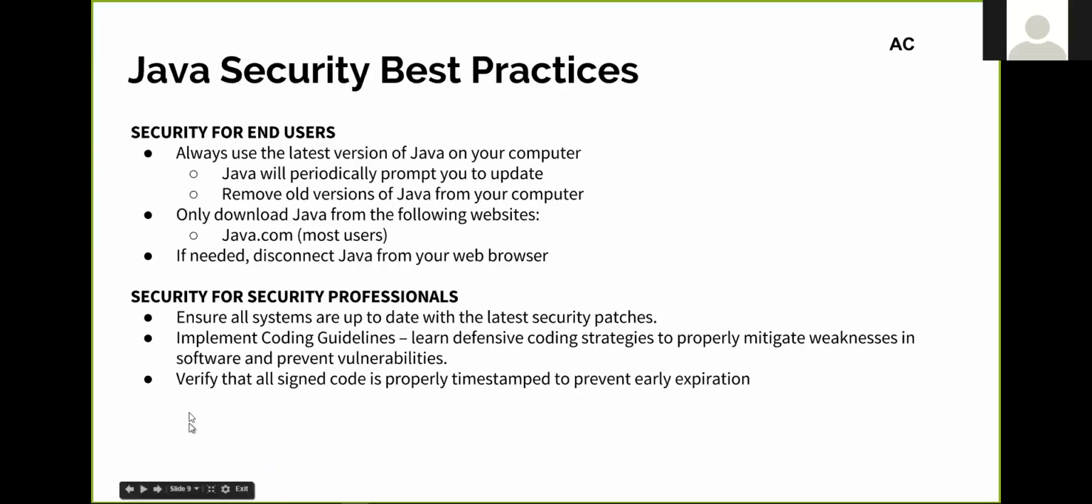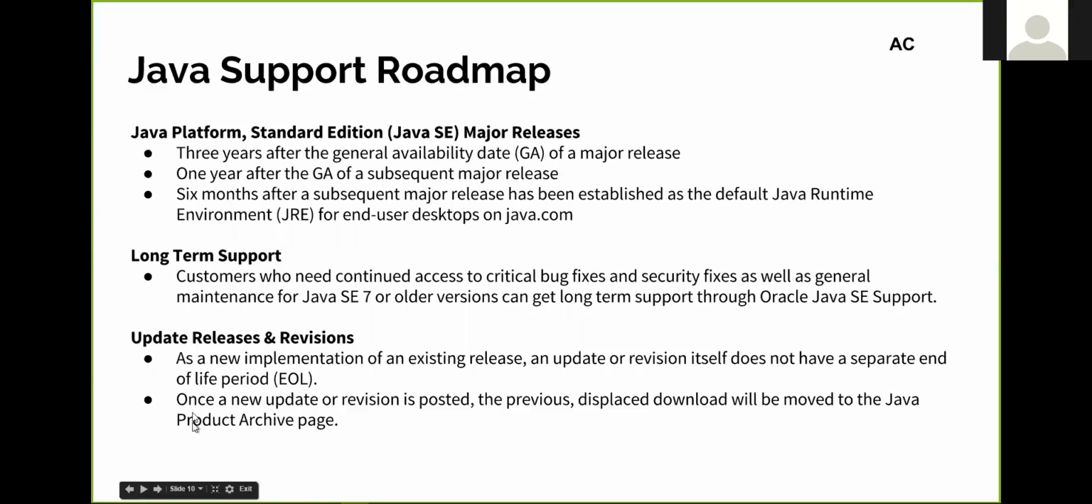Next slide. We'll take a look at the Java support roadmap. It's critical here to understand how Java is set up with its different editions and platforms today. Java considers its platforms as 5.0, 6, 7, and 8.